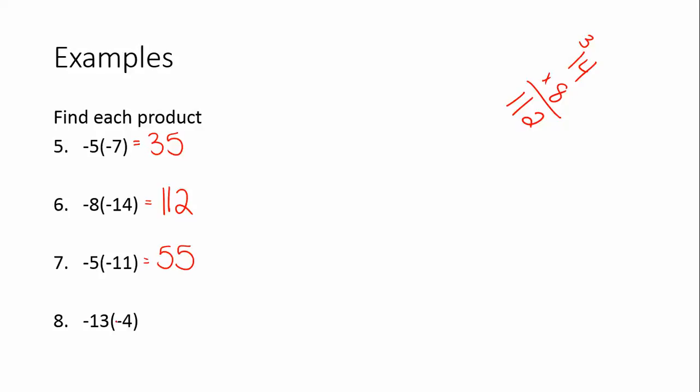-13 times -4, again, if this isn't one you know, off to the side you could do some work. 13 times 4, and don't worry about the signs right now. We know that the sign rules don't matter as far as what the actual answer is, so we'll worry about -13 and -4 later. But 3 times 4 is 12, 4 times 1 is 4, plus 1 is 5, and again, a negative times a negative is a positive, so positive 52.